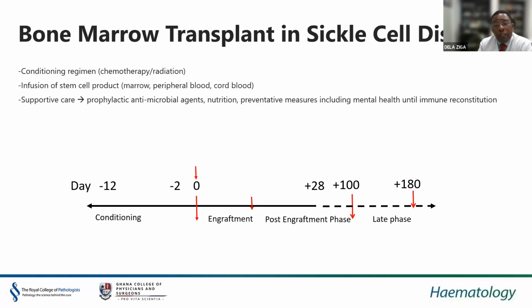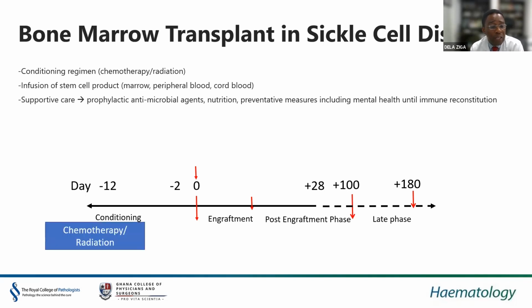So this schema tries to put together a diagram of the events pre-transplant. The horizontal bar tells the time frame of the transplant. Day -12 is about the time when the patient is admitted, and the 180 beyond is after transplant. Day 0 is the transplant day.